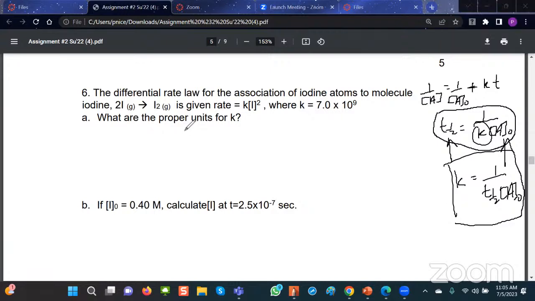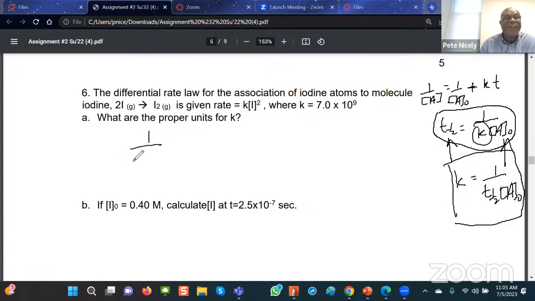Would it be 1 over molarity times seconds? Okay, so you're saying 1 over M times s? That would indeed be correct, or you can represent it as M to the minus 1 seconds to the minus 1. Both are just as valid as an answer to that question. Okay, very good. That's the answer to the A part.